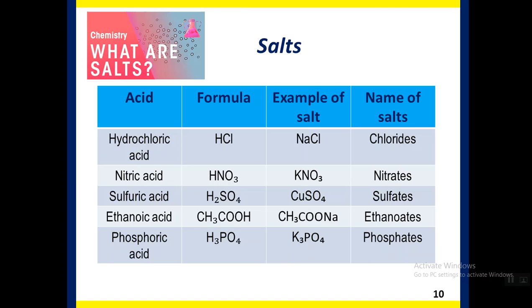When ethanoic acid, that is CH3COOH, reacts with sodium hydroxide, it will form sodium ethanoate or sodium acetate. So the name of the salt is ethanoate. When phosphoric acid reacts with potassium hydroxide, that means when H3PO4 reacts with KOH, it will form K3PO4, that is potassium phosphate, and the name of this salt is phosphate.